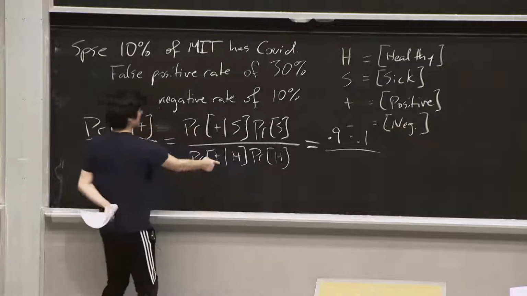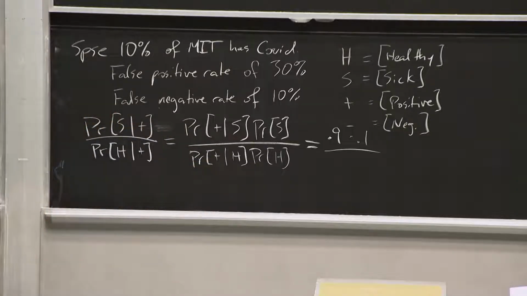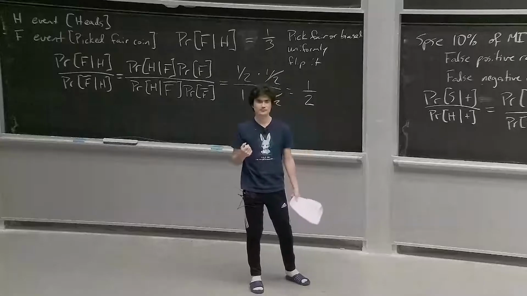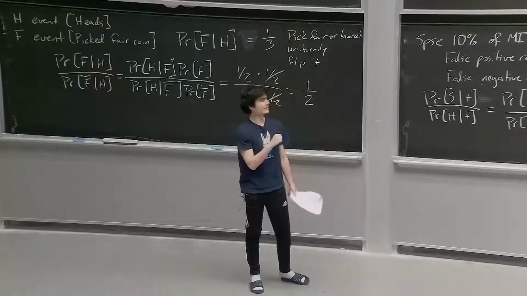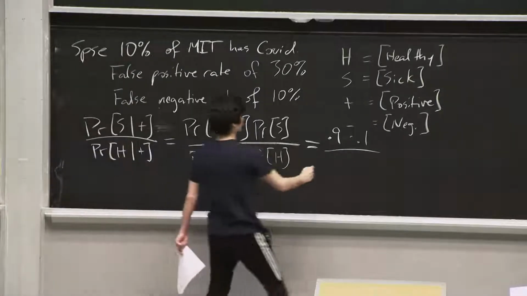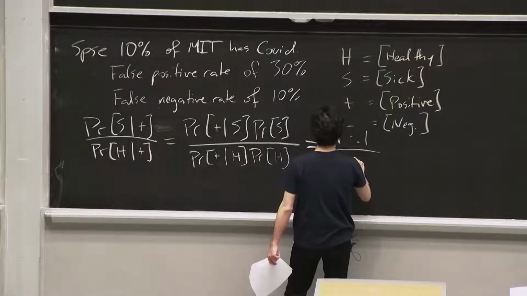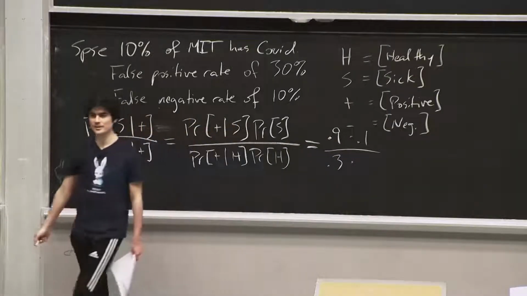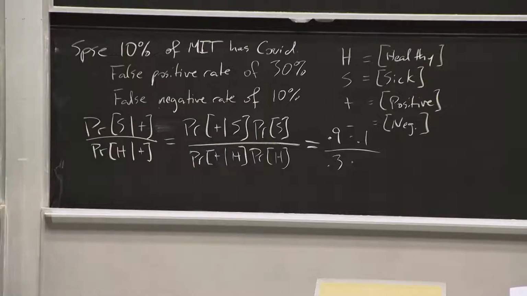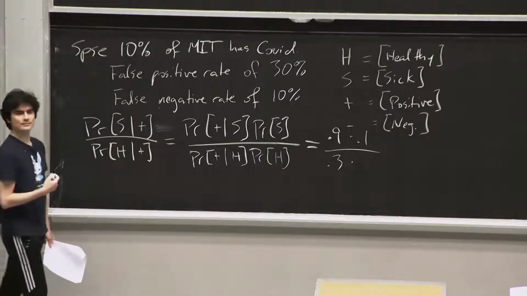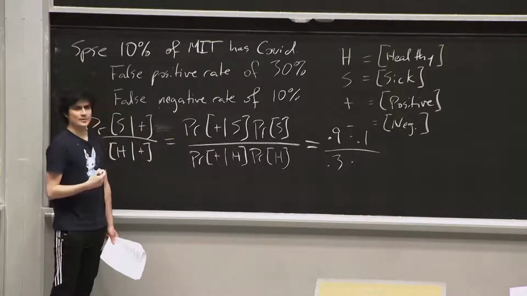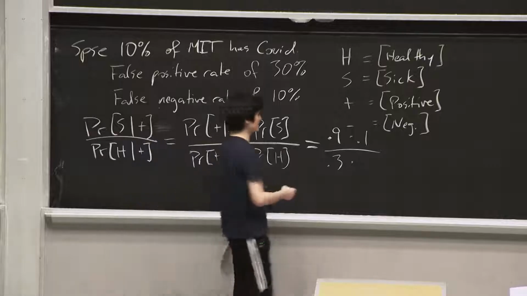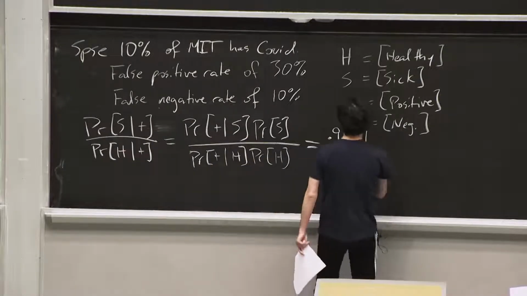And now, what's the probability of a positive result conditioned on being healthy? Yeah, that's the false positive rate. 0.3 times, and what's the probability that I'm healthy? The prior probability that I'm healthy? Well, that's just going to be the complement of the event that I'm sick, so that's going to be 0.9.